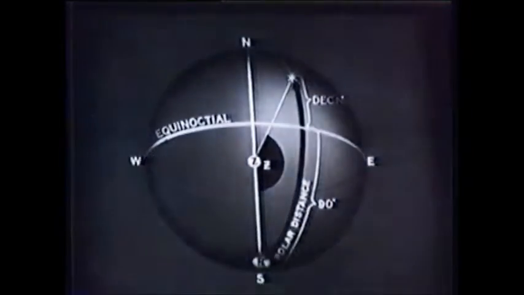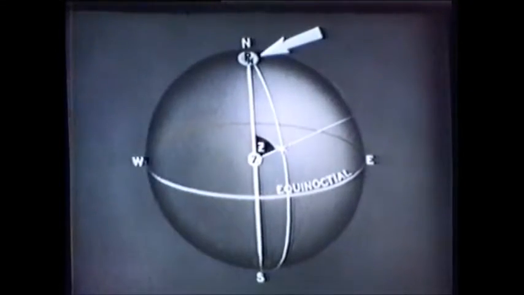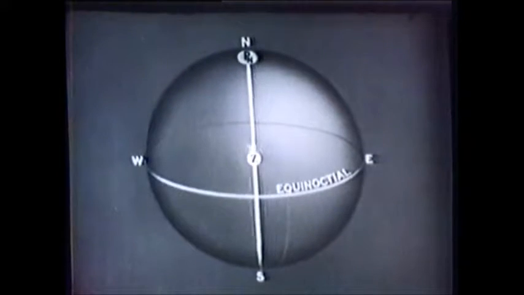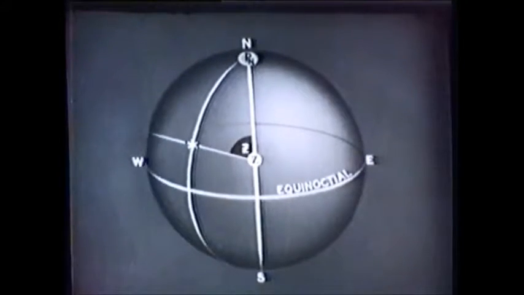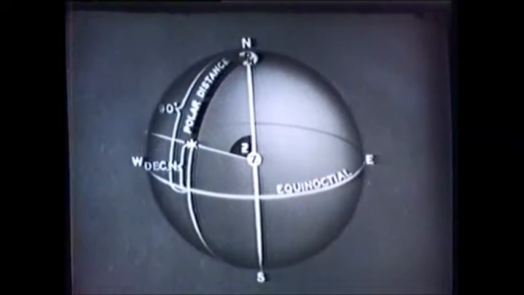Now, with the declination 0, the polar distance is 90 degrees. In south declination, the polar distance is 90 degrees plus declination south. Further south, the polar distance and the azimuth angle have increased still more.